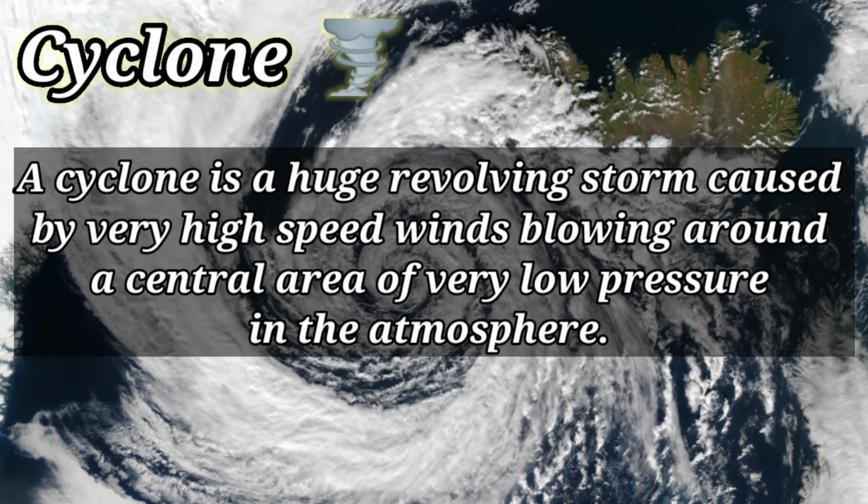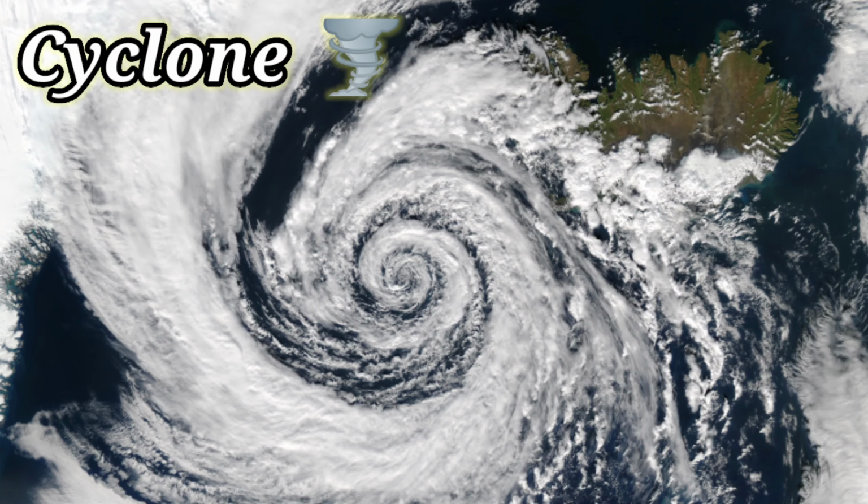Generally these cyclones are formed over the sea or ocean water when the ocean water is around 27 degrees Celsius, meaning it should be warm. When the air is warm, it forms a low pressure zone and all the air from the surroundings comes to that place. Now that low pressure zone is known as the center of the cyclone, and it is called the eye of the cyclone.